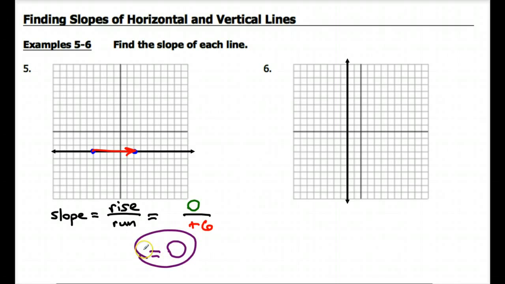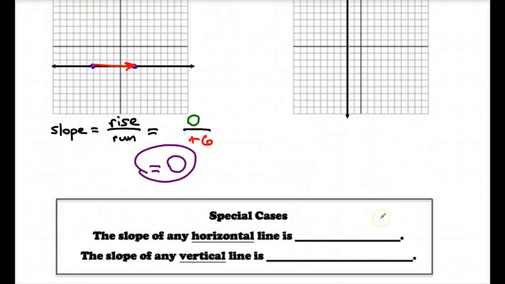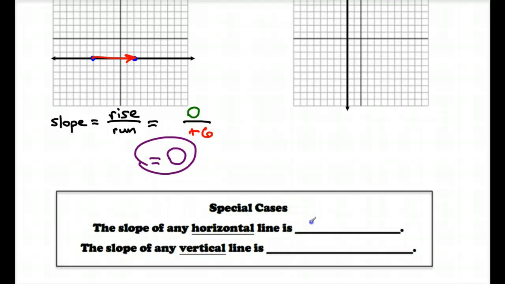And if you think about it, that's actually going to be true for any horizontal line. Every time you have a horizontal line, those points on the line are going to have 0 vertical distance between them, so your rise will always be 0. Okay, so the moral of this story is that the slope of any horizontal line is always going to be 0.